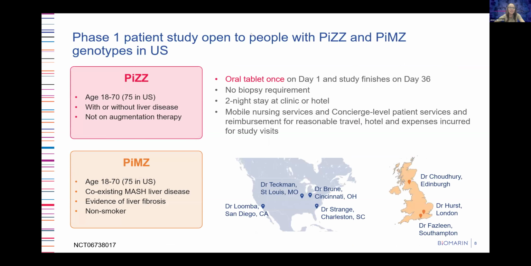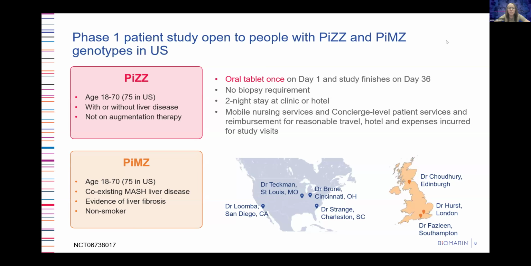A little bit about this study, as I mentioned, the key eligibility criteria are on the left in terms of age. For ZZ, we do not allow at this point the use of augmentation therapy, as this is a phase 1 study. For MZ, the main criteria are the age, having coexisting MASH liver disease, and some evidence of liver fibrosis. You can see on the bottom the list of the different sites that are currently running this study.